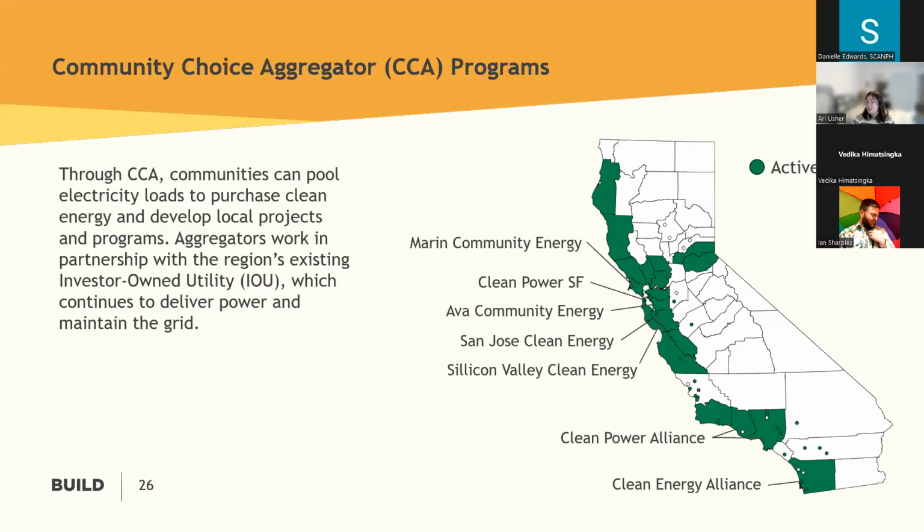Now, I did mention CCA before. CCA stands for Community Choice Aggregator. CCAs are an alternate to electric utilities for electric supply. So through a CCA, communities can pool electricity loads to purchase clean energy and develop local projects and programs. Aggregators work in partnership with the region's existing IOU, which continues to deliver power and maintain the grid.